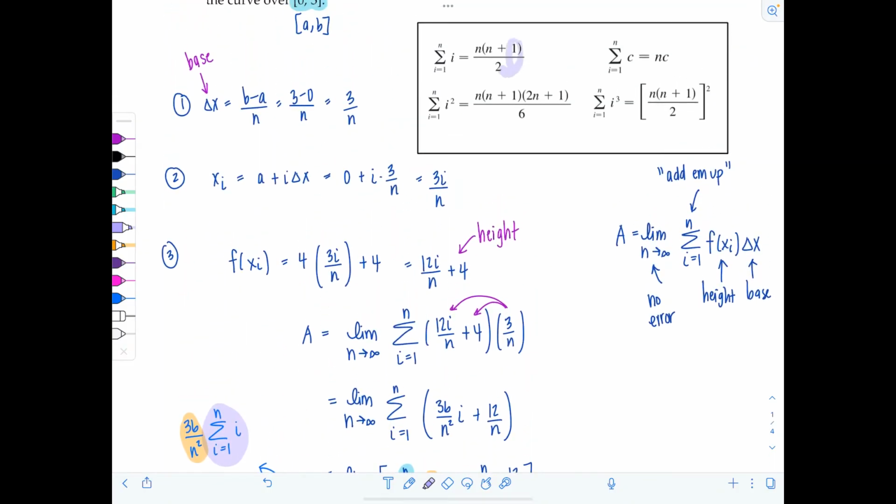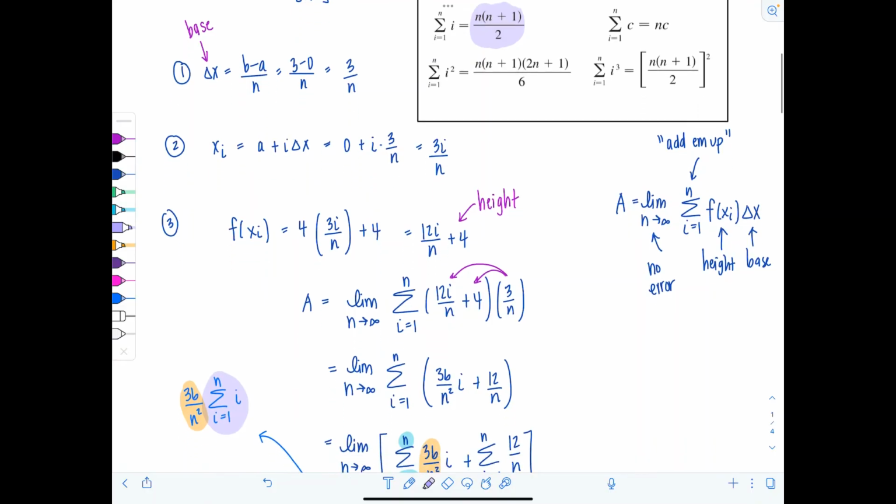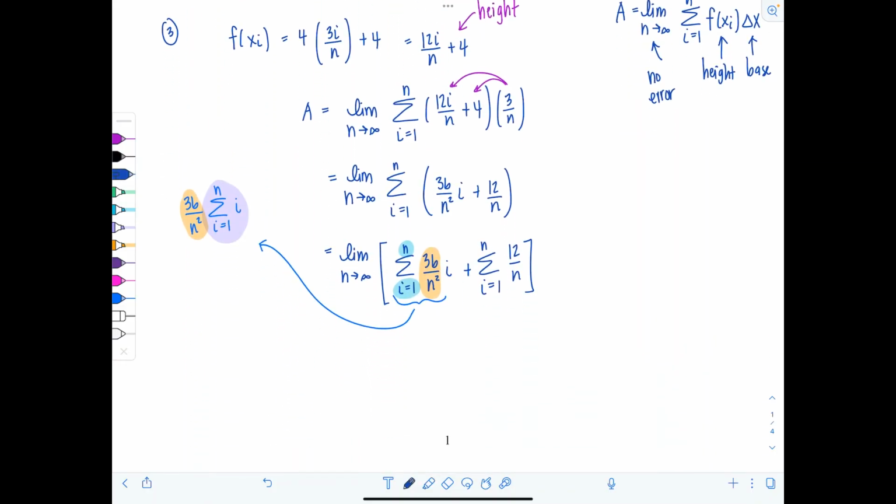Where is it? It's right here. n times n plus 1 over 2. So you get rid of the sum from i equals 1 to n of i, and replace it with n times n plus 1 over 2. The 36 over n squared stays though. So you've got the limit as n goes to infinity, 36 over n squared times n times n plus 1 over 2. Okay, so this stayed. Let me color code. Here it is. And then this whole sum right here gets replaced with n times n plus 1 over 2. Can you see it?